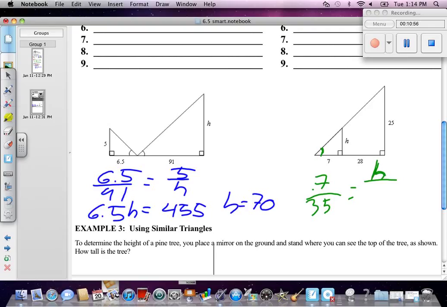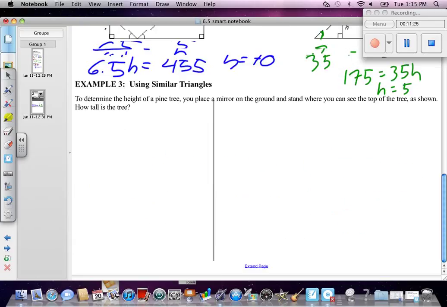That is a crazy looking h I just drew, but that is an h. 7 times 25 gives us 175 equals 35h. Divided by 35. So we get h equals 5. Wait. Where did you see 35 at? 7 plus 28. Oh, you're right. I'm sorry. Because 28 would not be the whole length of the triangle, right? Yeah, you're right.